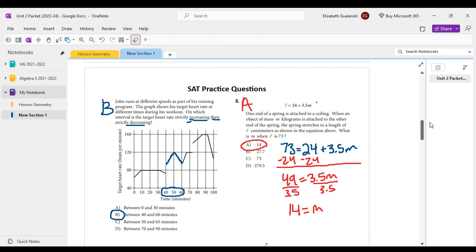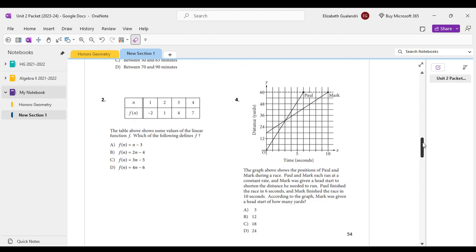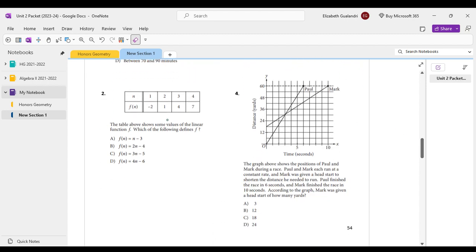If we keep going, and now I get to scroll down a bit here, number 2, it says the table above shows some values of the linear function f, which of the following defines f. So what I should understand is that these are my input values and these are my output values, and I should be able to work through them. So the interesting thing that happens is if I input 1, 1 minus 3 is -2, which works, okay? But if I keep going and I put 2 in, 2 minus 3 is -1, and that did not work. So that means that A does not work.